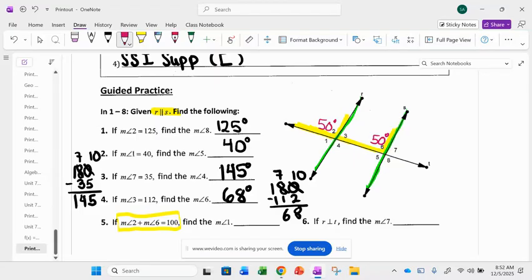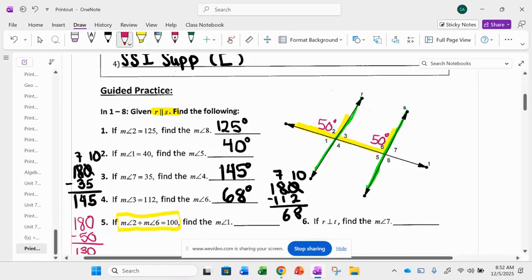Then it says, well, find the measure of angle 1. Well, what is the relationship between 2 and 1? They're supplementary because they make that straight angle. So that means angle 1 has to be 180 minus 50, which is 130 degrees.